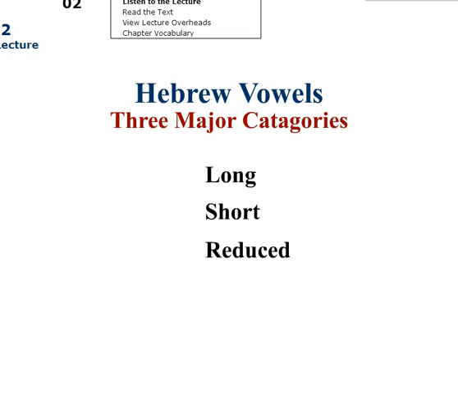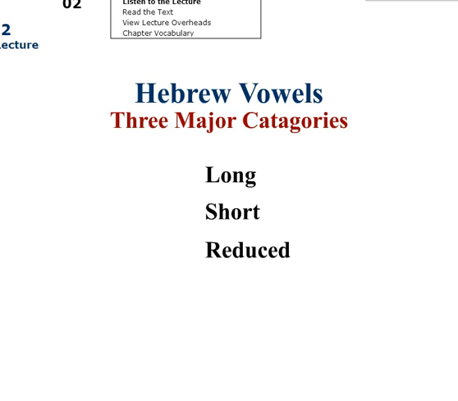In the handouts, the long, short, and reduced vowels are studied over several charts. Long vowels are studied in handout 2B. Short vowels are presented in handout 2C, and the reduced vowels are studied in handout 2D. These three categories are then presented in summary in handout 2E.